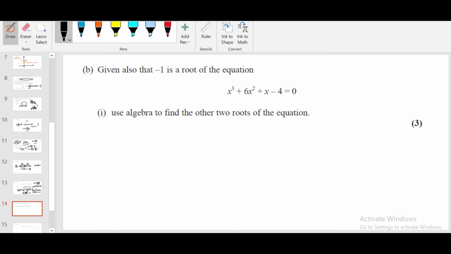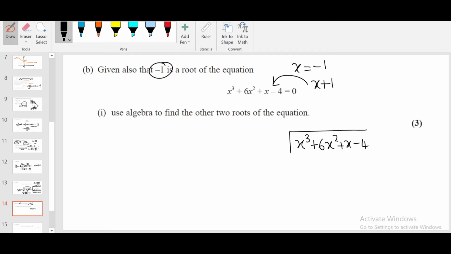Minus 1 is one root of this equation. Find the other two roots. It's a 3-mark question. If minus 1 is a root, x is equal to minus 1, then x plus 1 will be a factor of this function. So to find the other roots, we need to use the long division method. Divide this by x plus 1.